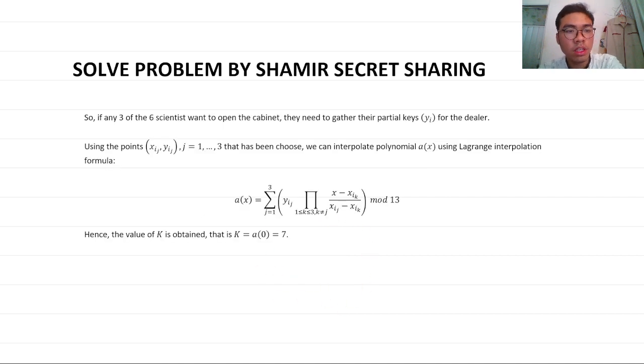So if any three of the six scientists want to open the cabinet, they need to gather their partial keys from the dealer. Using the points that have been chosen, we can interpolate polynomial a using the Lagrange interpolation formula. Hence, the value of k is obtained, that is k is equal to a evaluated at 0, which is equal to 7.